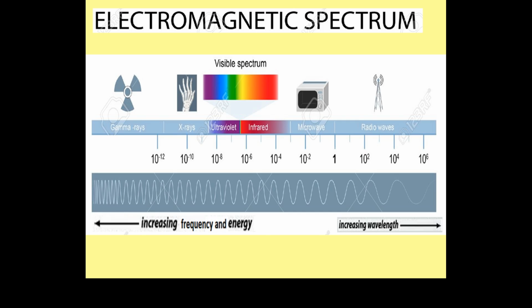And then comes the visible spectrum. This is the only spectrum which is visible to our naked eye. The rest of the rays, like micro, radio, X-ray or gamma rays, are invisible rays. They are not light rays.